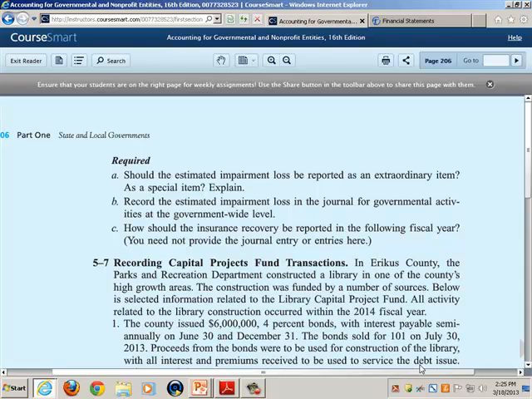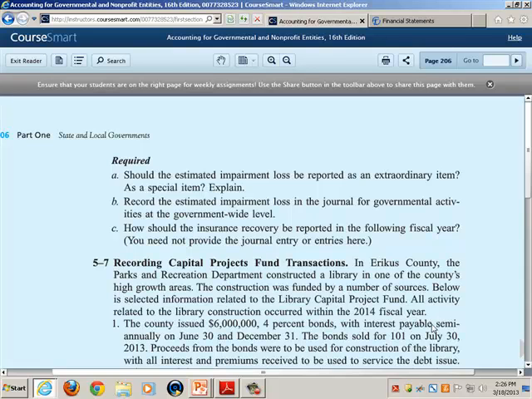Now, the next thing, is it a special item? Is it under the control of management or anything like that? No. So what is it? Actually, they have to show this as an ordinary cost. It's not extraordinary and it's not special. It's just an ordinary cost. And by the way, when you report these types of things, you have to have a footnote in your financial statements. Okay? Later on, take a look at it and tell me if you agree with this or not.